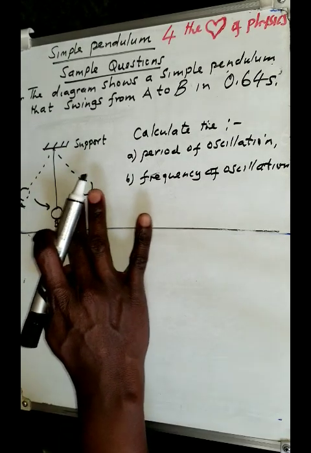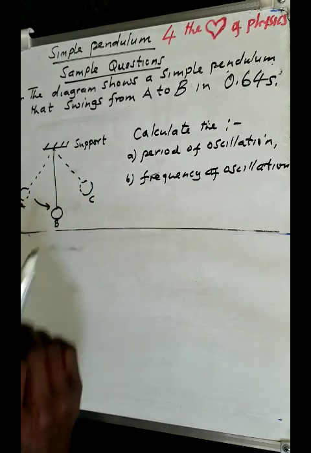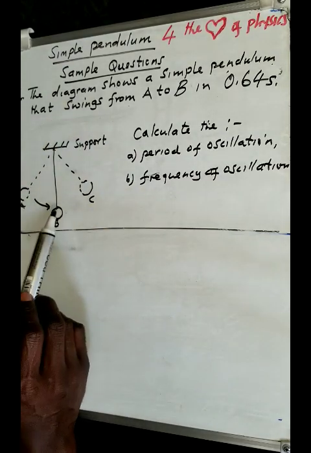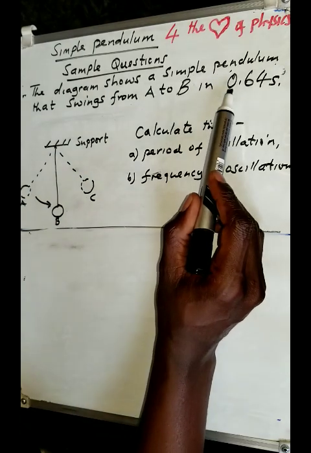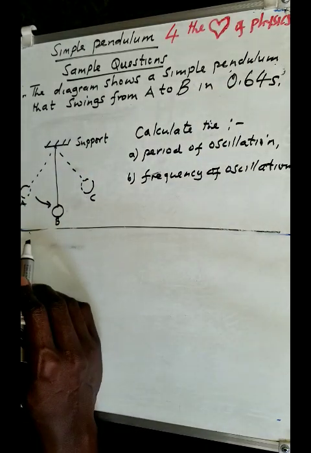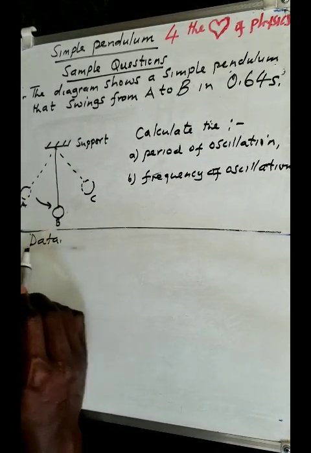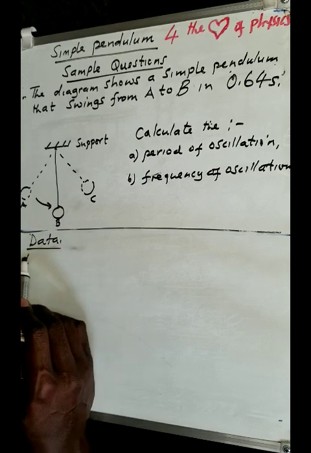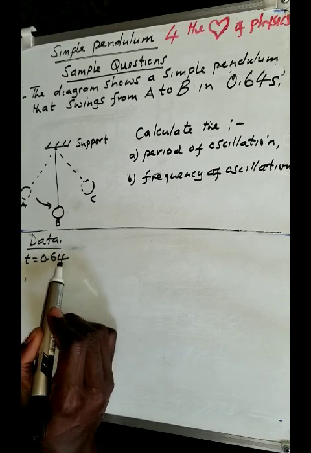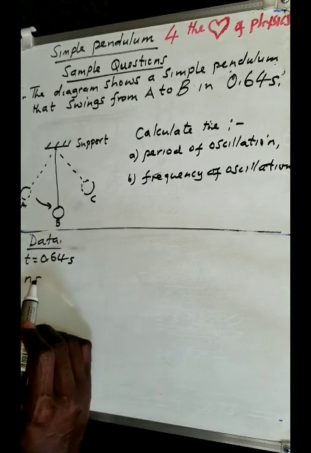So now I'm just talking about moving from A to B. It moves from A to B, but in what time? 0.64 seconds. So according to the data that we have there, the time taken is simply 0.64 seconds. And what's the number of oscillations?